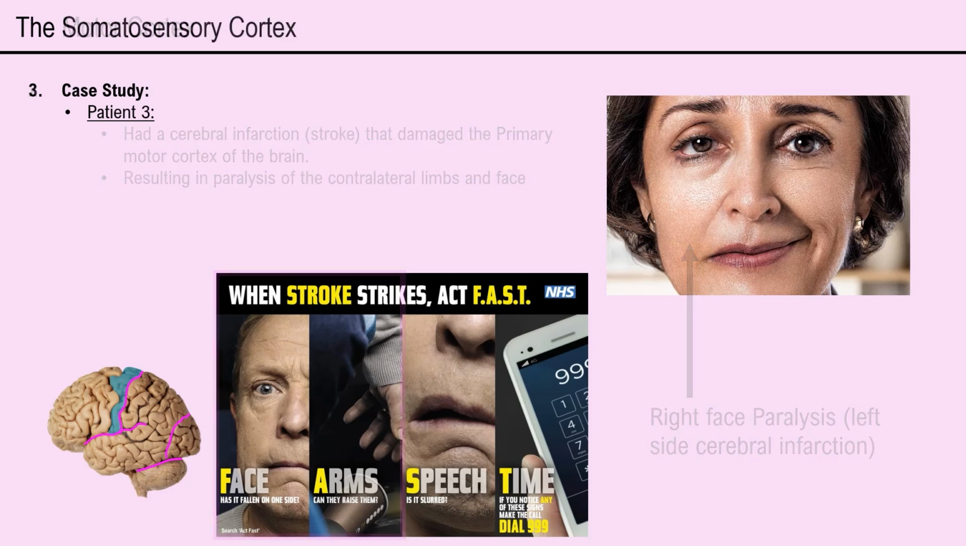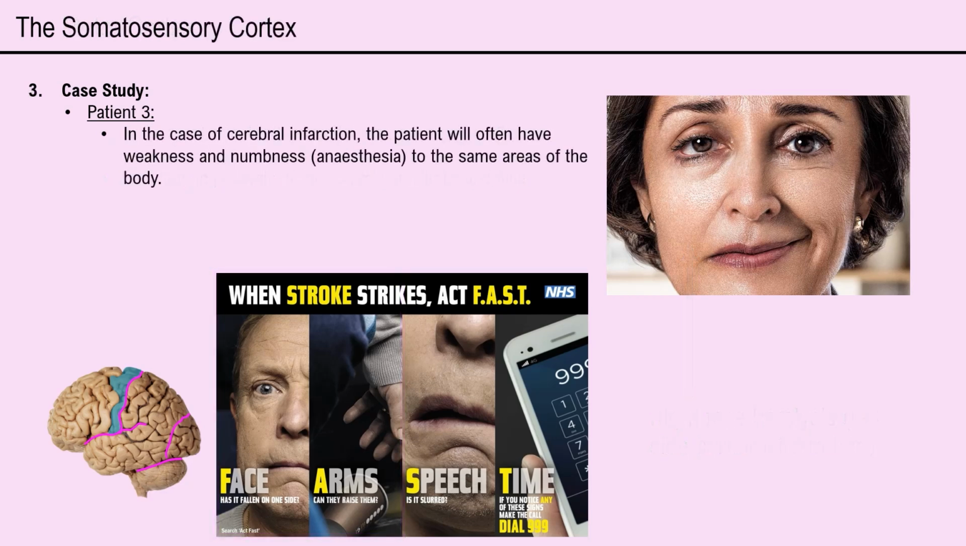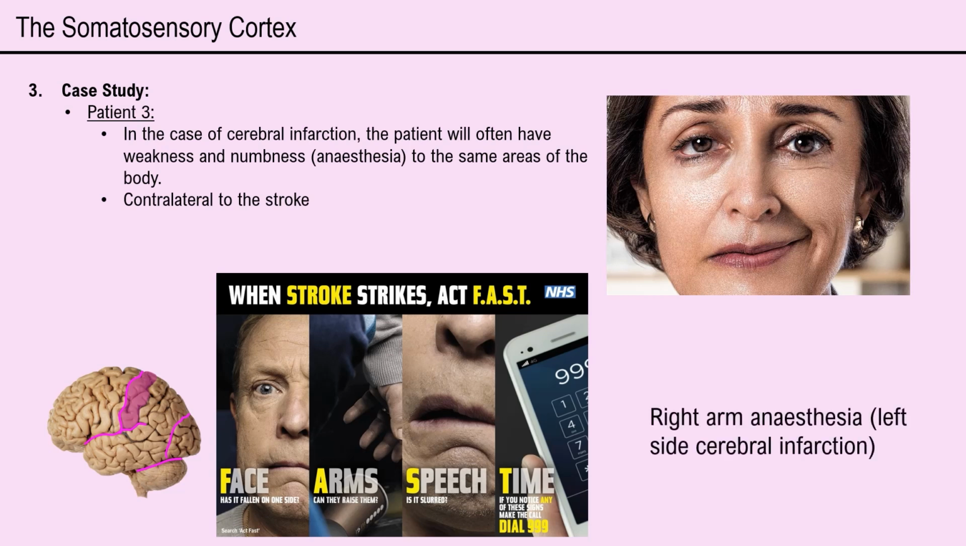The patient complains of a numb right arm. The primary somatosensory cortex is responsible for the perception of sensory information. Again, the primary somatosensory cortex innervates contralaterally. So if the right arm is numb in the event of a cortical stroke, it must be the left primary somatosensory cortex that has been compromised. What is particularly interesting to note is that the left primary motor cortex and left primary somatosensory cortex share a blood supply.